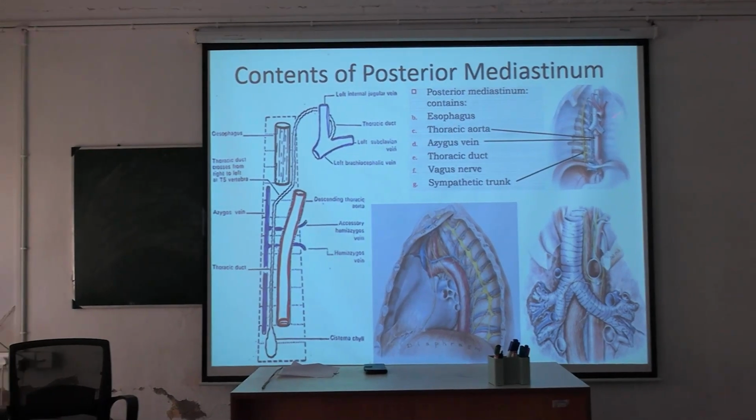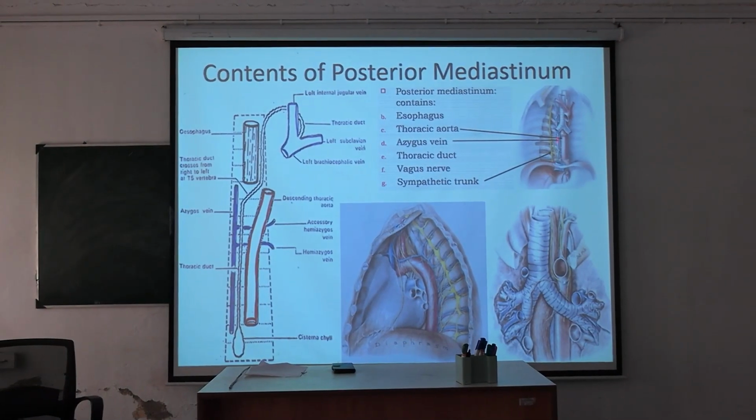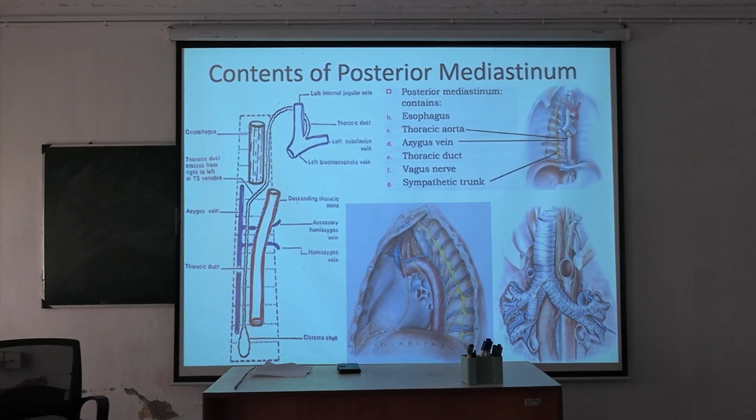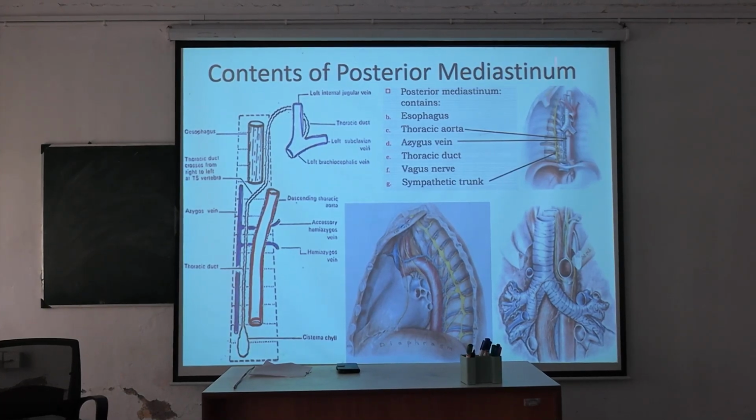See the contents. Here the heart with pericardium has been removed to show the structure in the posterior mediastinum. You can see the esophagus, the muscular tube, and the trachea dividing into two bronchi. Here is the descending thoracic aorta, azygos vein, thoracic duct, vagus nerve and sympathetic trunk. All these are contents of the posterior mediastinum.